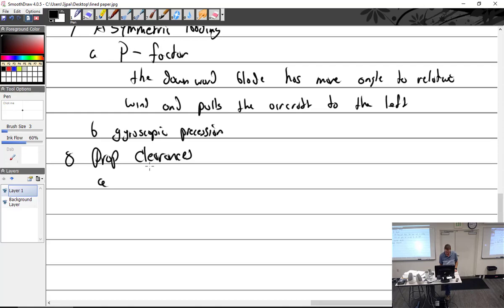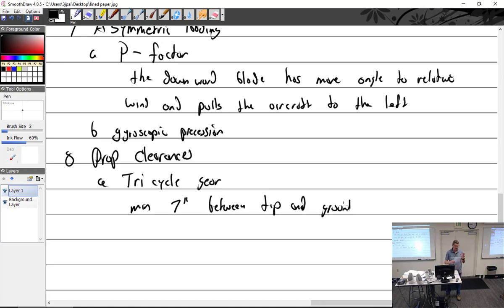So prop clearances, let me see, tricycle gear. What is a conventional geared aircraft, by the way? Tail dragger. So conventional is the original, the OG. Tricycle gear, minimum 7 inches between tip and ground. About that much. That's not a lot.